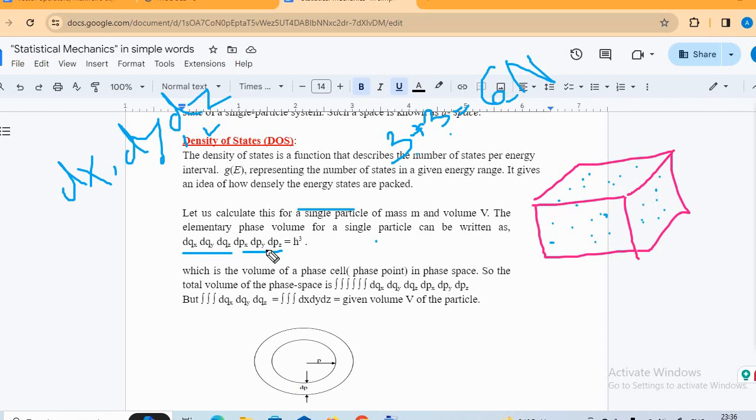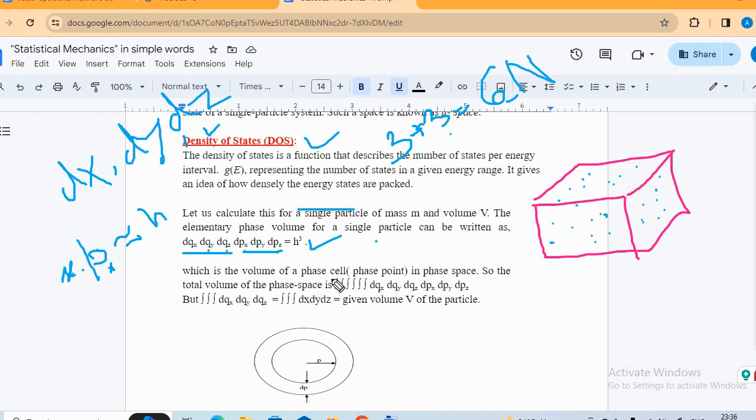As you all know, the uncertainty principle says its position and momentum, along this particular direction, are in the order of h, in the order of Planck's constant. The same equation is applicable for y and py, and z and pz. So this gives you h cubed. Same way, if you think about the total volume of the system, its position and its momentum, there will be x, y, z and px, py, pz. So this gives you the total volume of the system. So this gives the idea about the density of states.